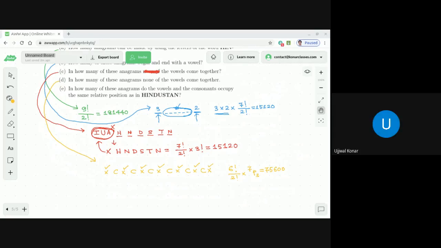Same relative position. What do you mean by same relative position? Like the same position as it is there. Exactly. Only thing is that you can replace the vowels by other vowels. You can replace the consonants by other consonants. Correct or not? Yes.